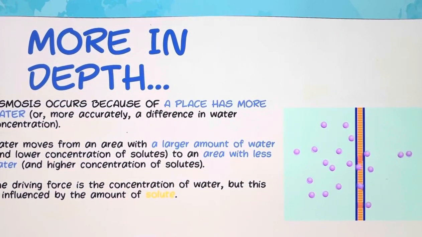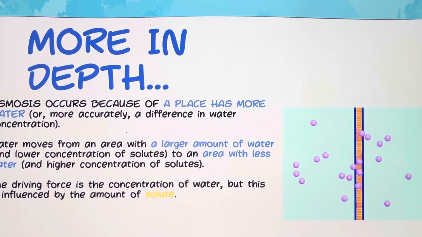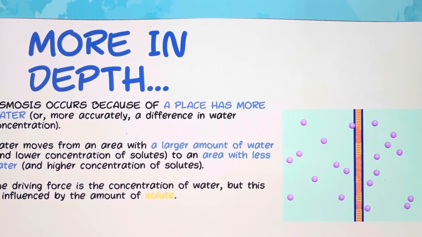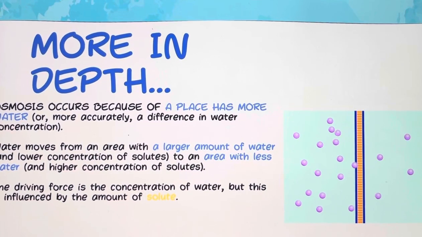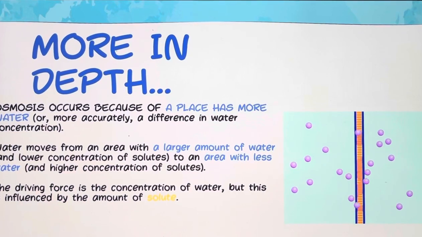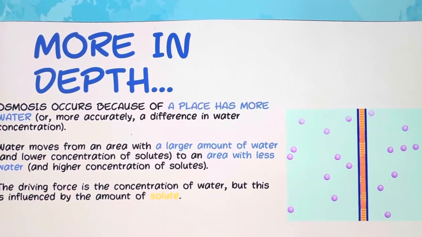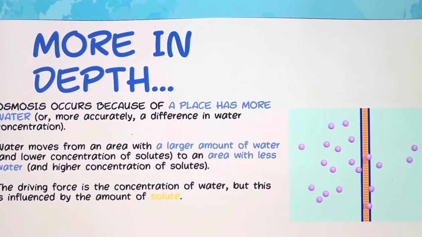To go more in depth, osmosis occurs because of a difference in water concentration. Water moves from an area with a larger amount of water and lower concentration of solutes to an area with less water and higher concentration of solutes. The driving force in the concentration of water is influenced by the amount of solutes.